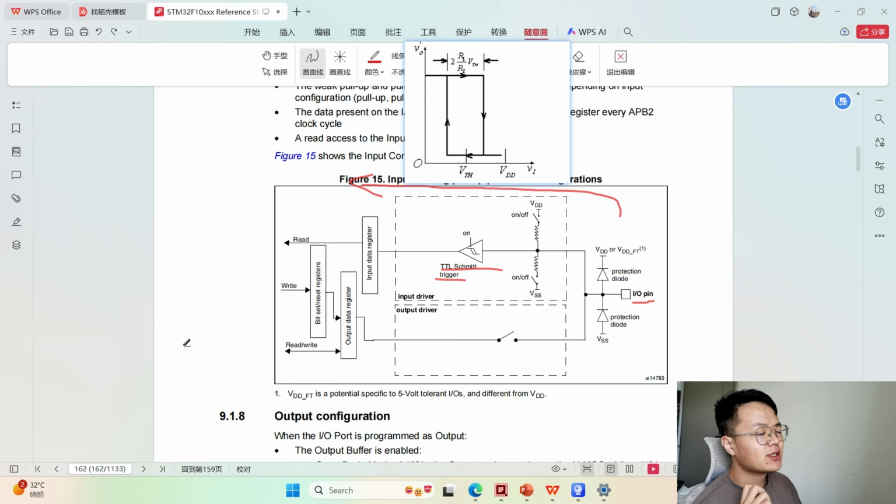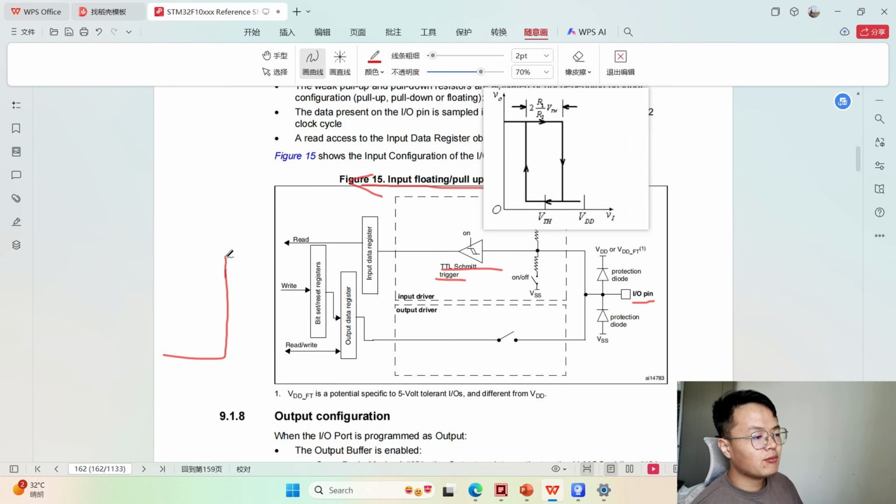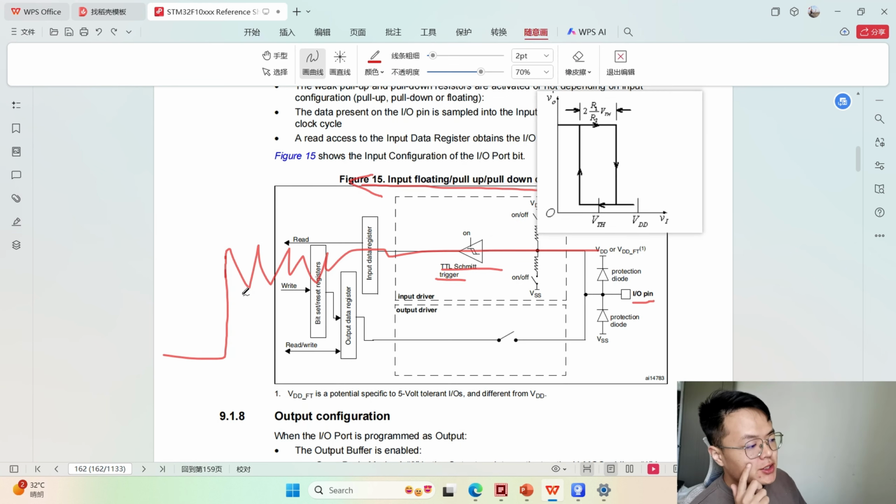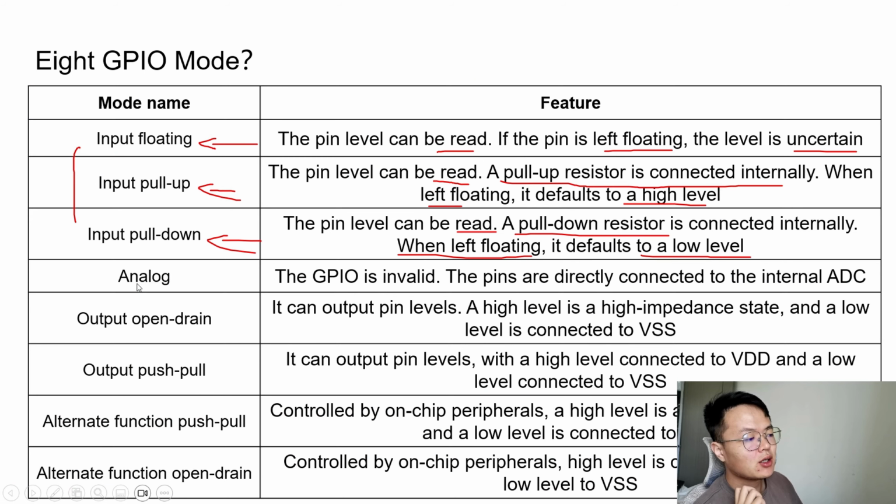I'll give you an example. Sometimes the high level appears at the I/O pin. It's not this. Maybe it's like this. Some oscillation here. So the Schmitt trigger is used to filter this oscillation. And let me go on.